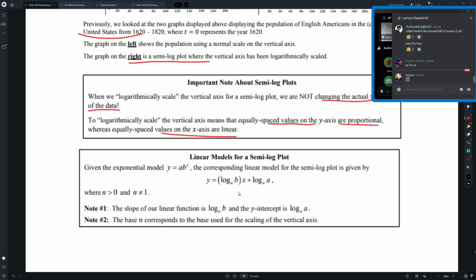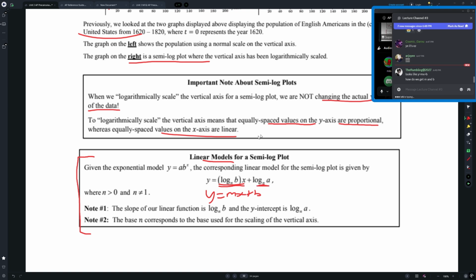Okay. And for the linear models, the formula is log base n of y equals log base n of b times x plus log base n of a. This is the formula that you guys were talking about for linear. It's a linear equation formula. It's just now our slope is this and our b value is this. How do we get m and b? That's just m is equal to log base n of b, and b is equal to log base n of a.